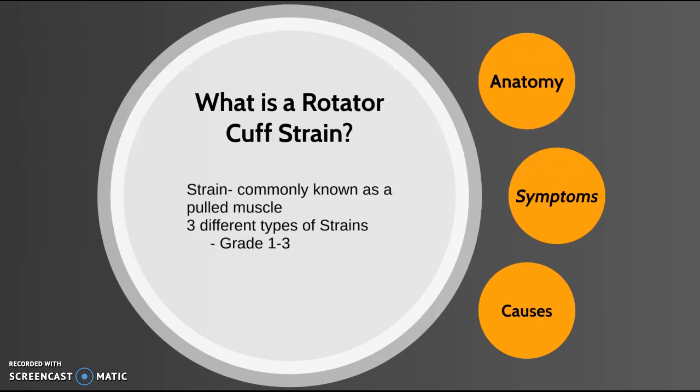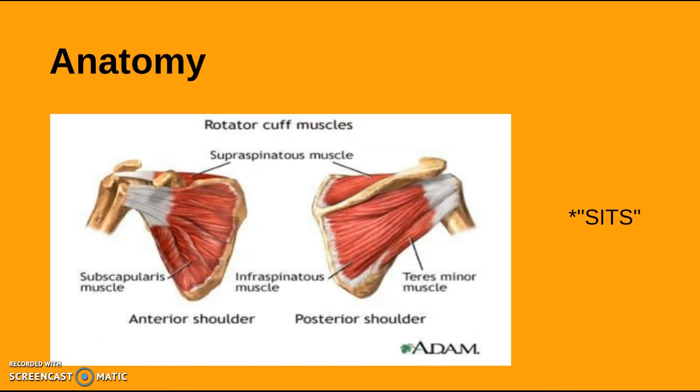To further understand this injury, we will review some shoulder anatomy. The rotator cuff is composed of 4 different muscles: the supraspinatus, the infraspinatus, the teres minor, and the subscapularis. An easy way to remember this is the acronym SITS. The functions of each muscle are as follows. The supraspinatus is responsible for abducting the arm. The infraspinatus is responsible for externally rotating the arm. The teres minor is responsible for also externally rotating the arm. And the subscapularis is responsible for internal rotation, adduction of the arm, and stability.